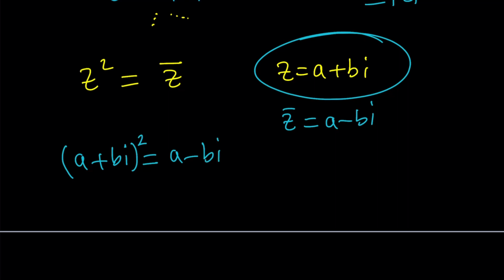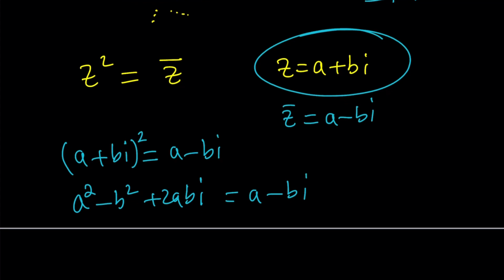Let's go ahead and solve it. See if we can solve this equation and find a and b. Remember, a and b are real numbers. They're not complex or imaginary. So a plus bi squared is a squared minus b squared plus 2abi. So get used to squaring a plus bi. It's similar to squaring a plus b, but with a little twist with a minus sign in it. And that's equal to a minus bi.